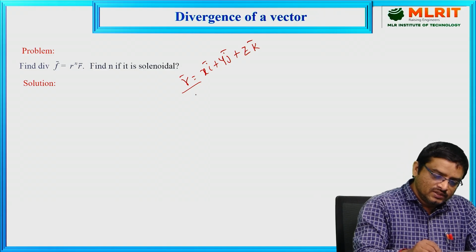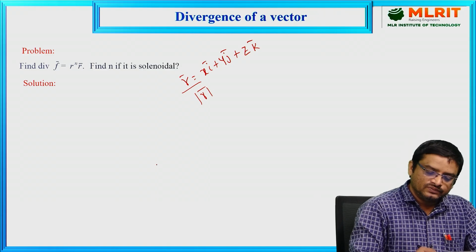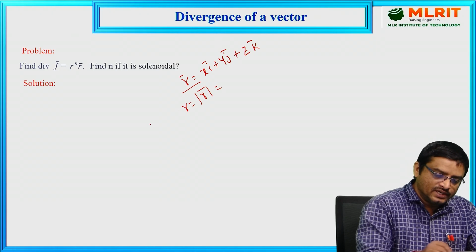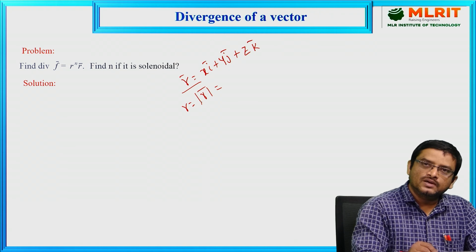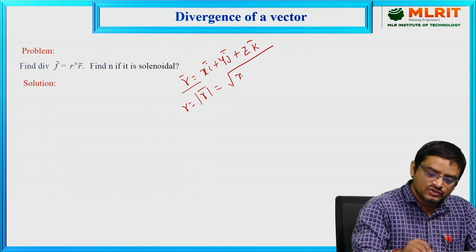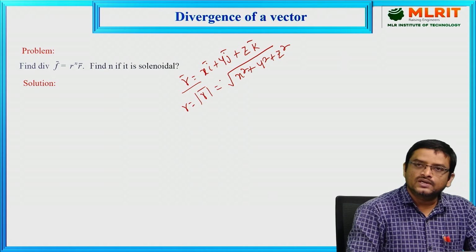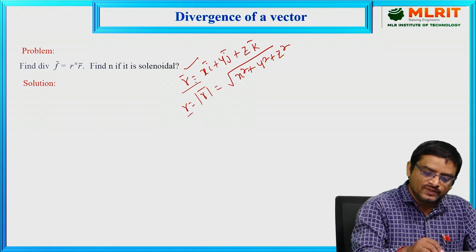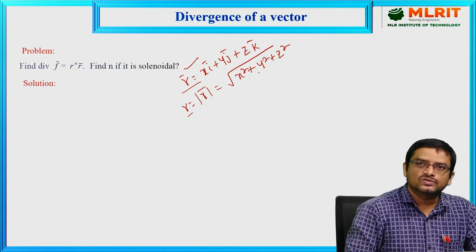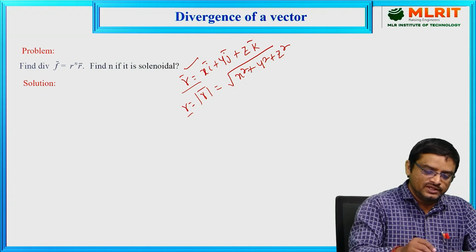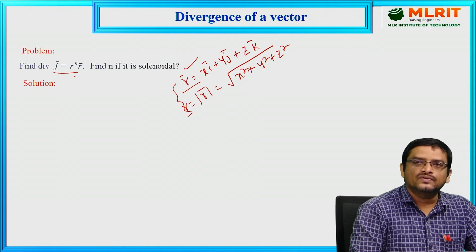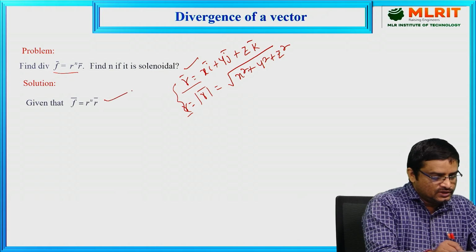If you find the magnitude of this vector, that magnitude is represented with only r. So small r is equal to the magnitude, the modulus of r bar, which is given by square root of x square plus y square plus z square. This is the value of that r. r bar is this vector, and r is a scalar which gives the magnitude of the given vector, which is square root of x square plus y square plus z square. So these are the two important points we have to remember whenever he has given the f bar value in terms of r and r bar. So this is our f bar value.